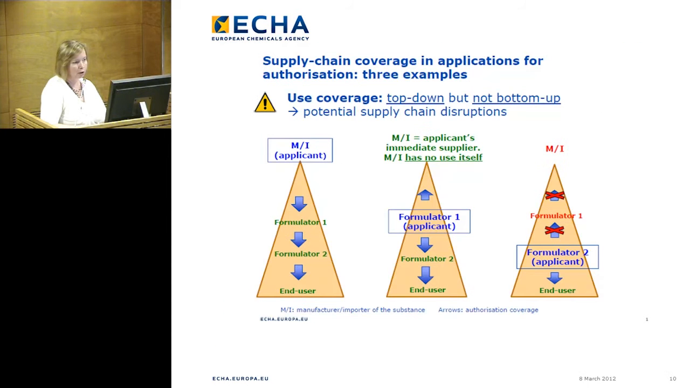To present it in a more graphic way, manufacturer and importer, the first pyramid. Well, I can't reach it. Anyway, the first pyramid, you see that all levels of the pyramid are covered by the application submitted by the manufacturer or importer. Then the second, the central one, we have the formulator, whose application for authorization would cover the steps down and up only if the manufacturer or importer has no use itself, so it's just putting on the market. And if it's a second formulator, the second downstream user applying, then only his end users and his use itself can be covered.